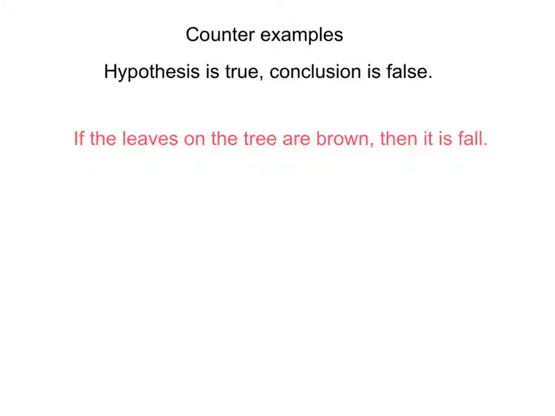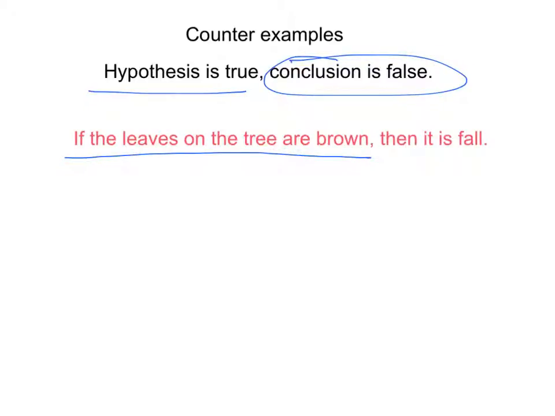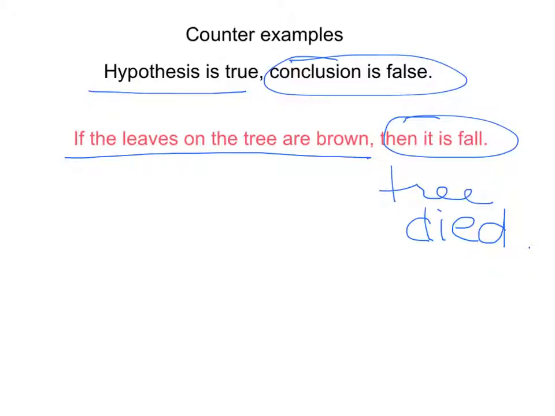When creating counterexamples, the hypothesis is true, but the conclusion is false. So for this example, if the leaves on the tree are brown, then it is fall. The leaves on the tree are brown, but it does not necessarily mean that it is fall, because the leaves on the tree could be brown, but the tree could be dead, or the leaves on the tree could be brown, but the tree has not received water. So the hypothesis could be true, the leaves on the tree are brown, but the conclusion is not necessarily true, or there's other options for that hypothesis.